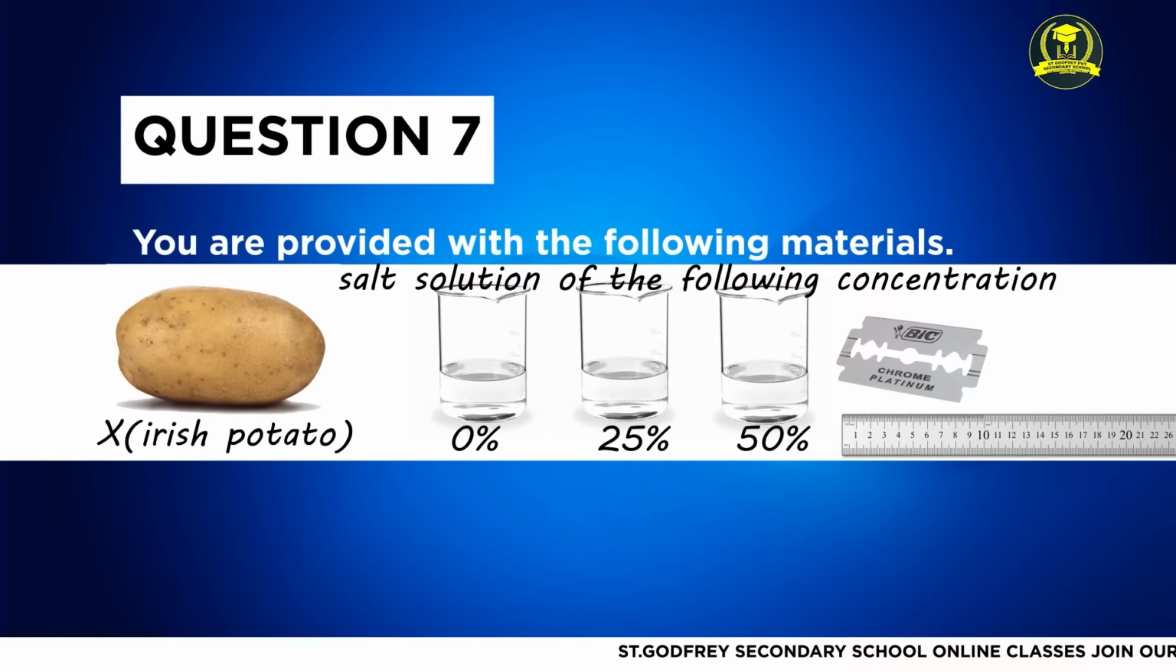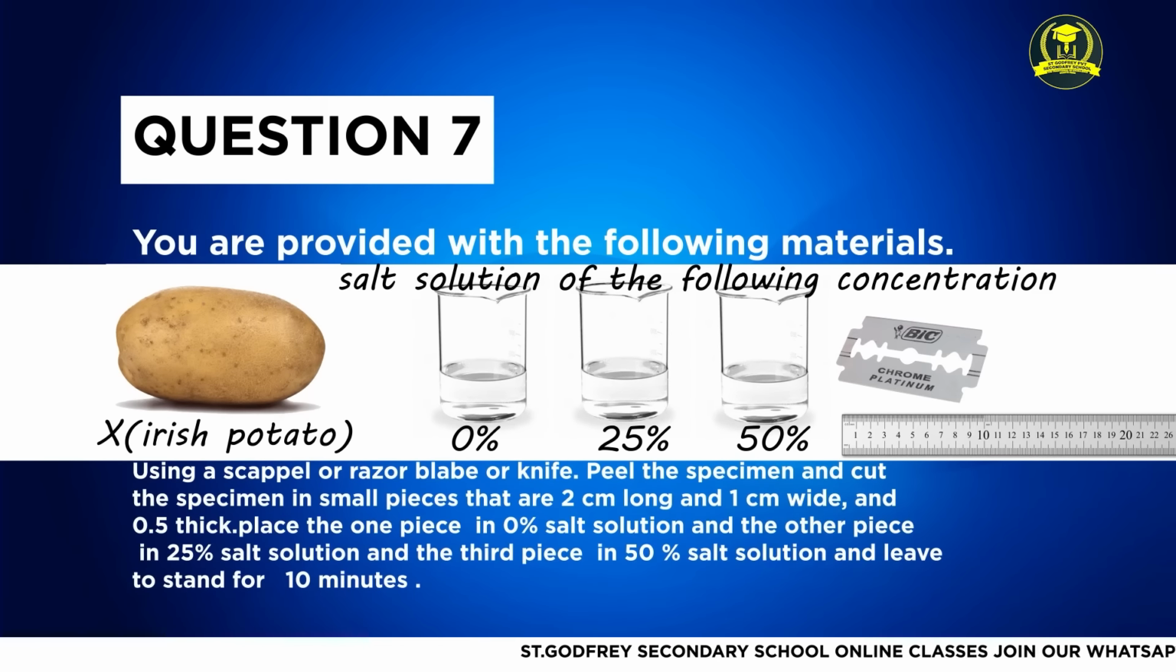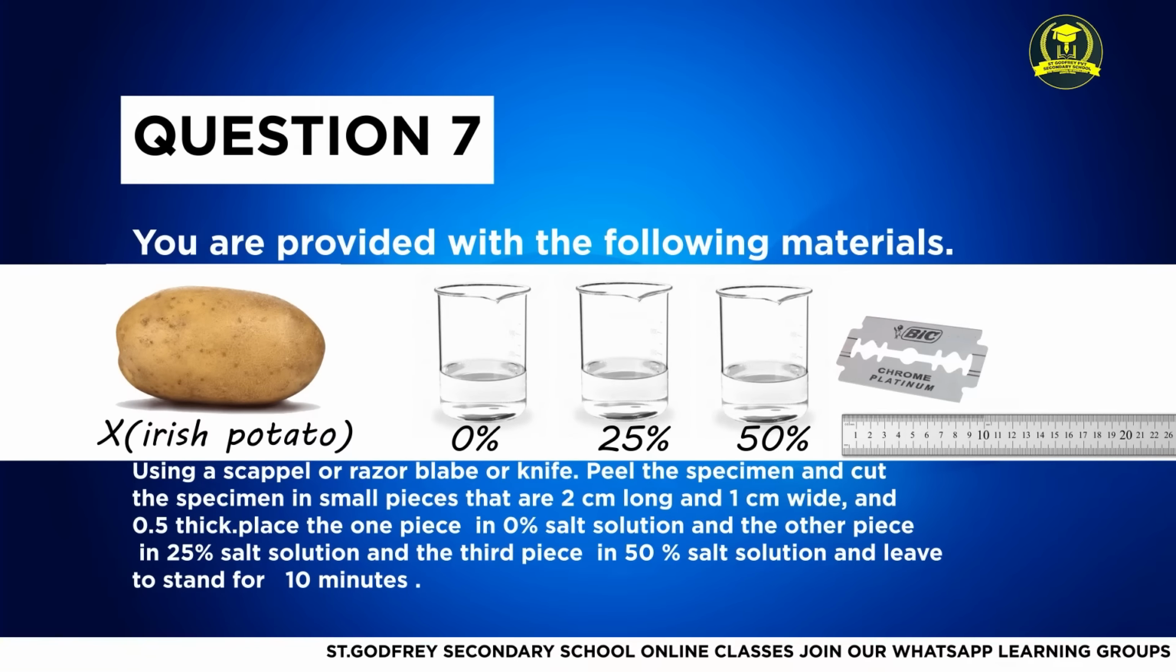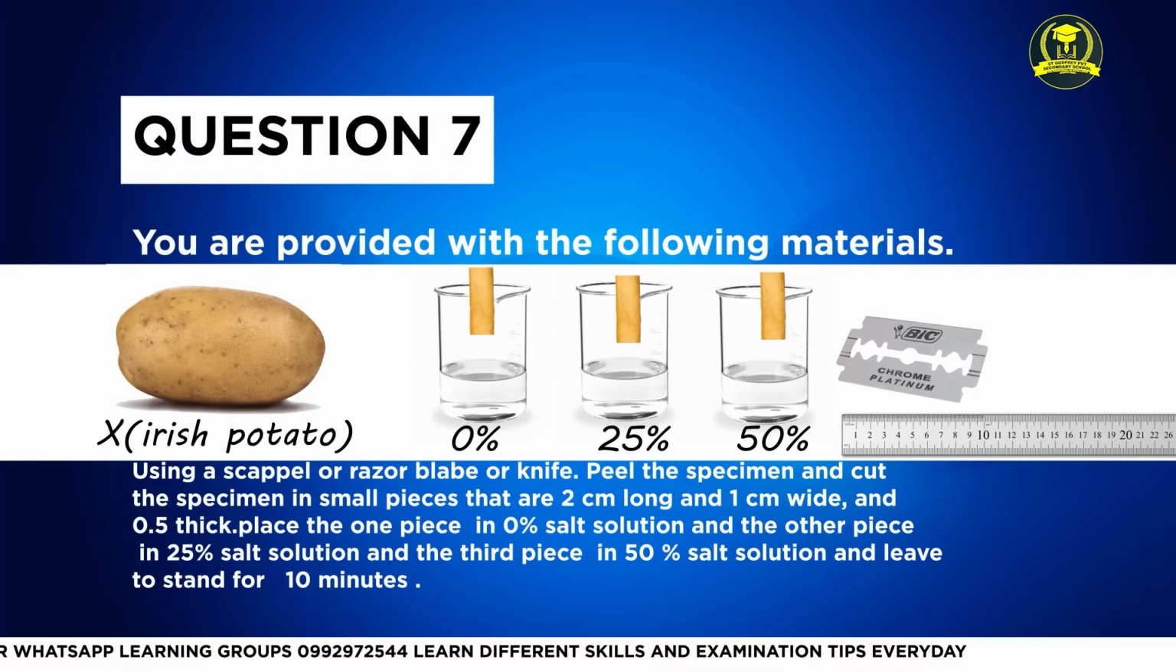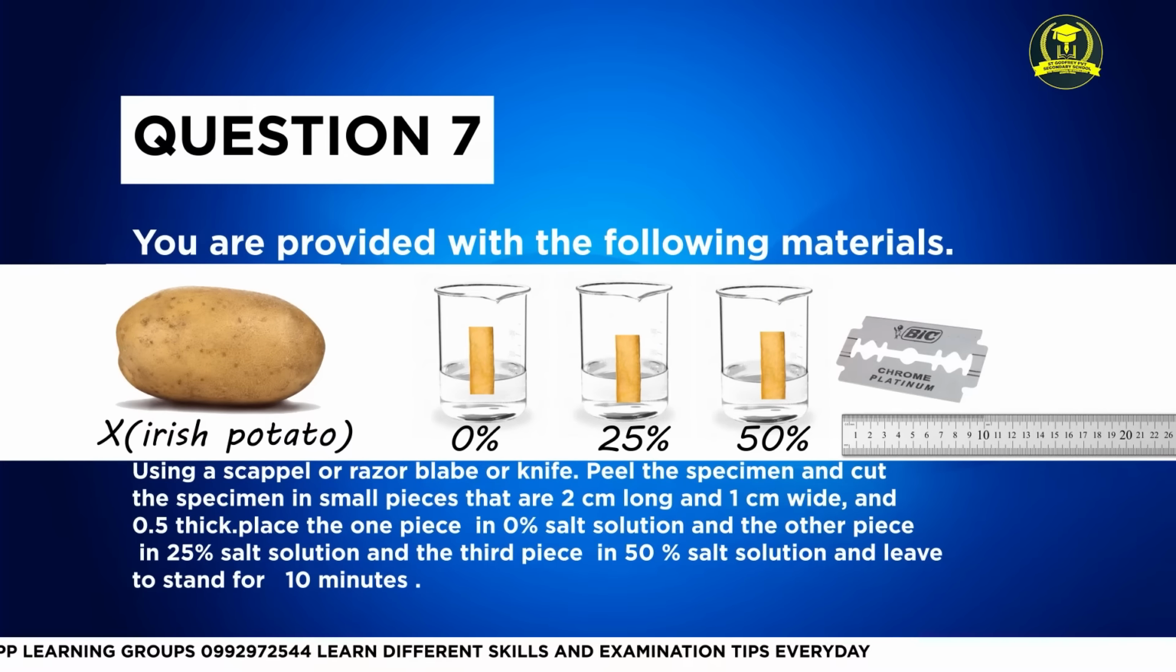Number 4, a ruler. Using a scalpel or a razor blade or a knife, peel the specimen and cut it into small pieces that are 2 cm long, 1 cm wide, and 0.5 cm thick. Place one piece in 0% salt solution, the second piece in 25% salt solution, and the third piece in 50% salt solution. Leave to stand for 10 minutes.